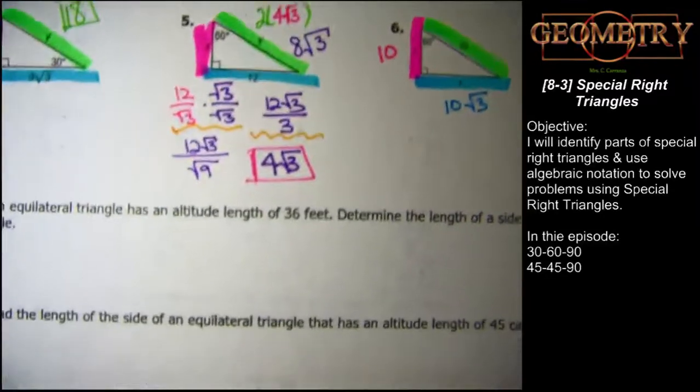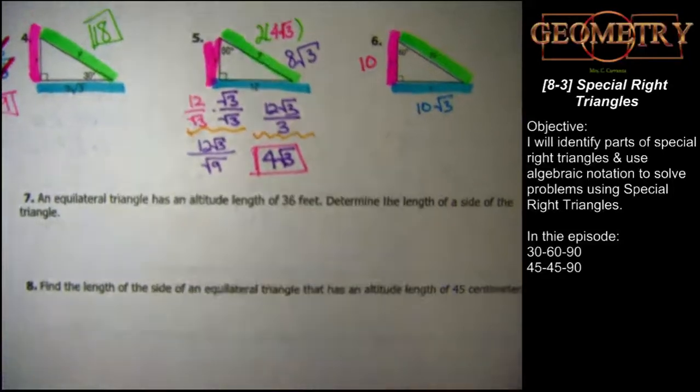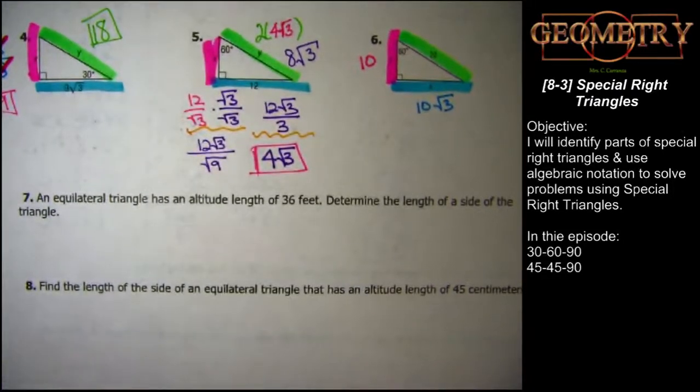Let's do 7 and 8 real quick, because there's some words in there that might be tricky. An equilateral triangle has an altitude. Oh my God, I'm already lost. Let's draw this thing. Equilateral triangle.